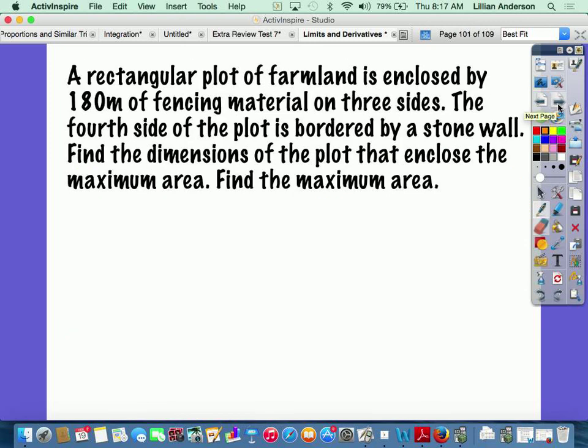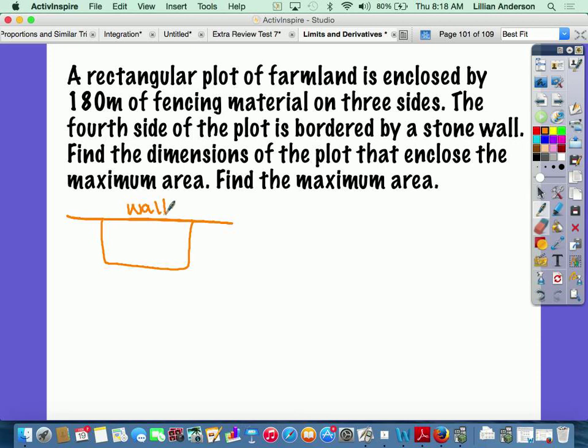It says a rectangular plot of farmland is enclosed by 180 meters of fencing on 3 sides. The fourth side is bordered by a stone wall. Find the dimensions of the plot that enclose the maximum area, and then find the maximum area. So the first step is we want to assign our values and maybe even draw a quick sketch. I think a quick sketch might be helpful here, okay? So here's our stone wall.